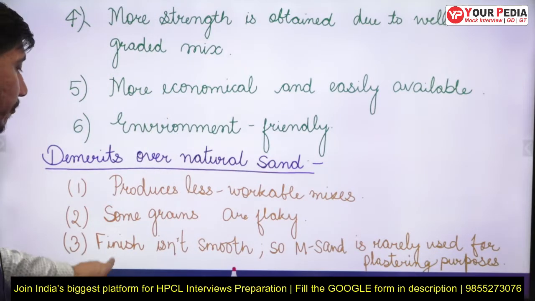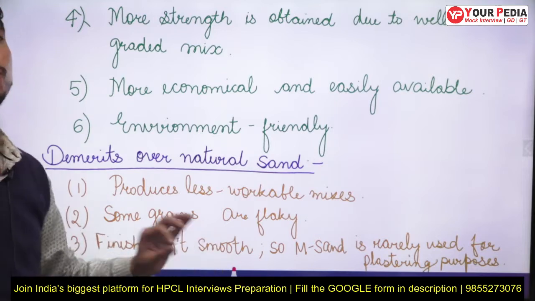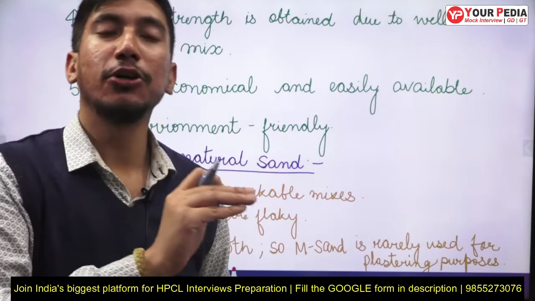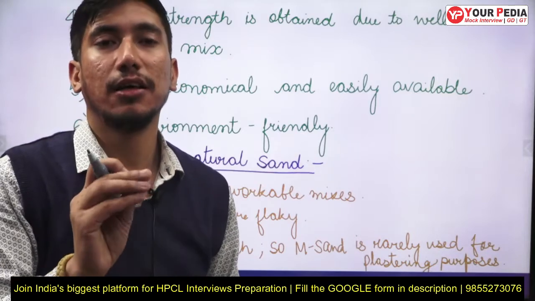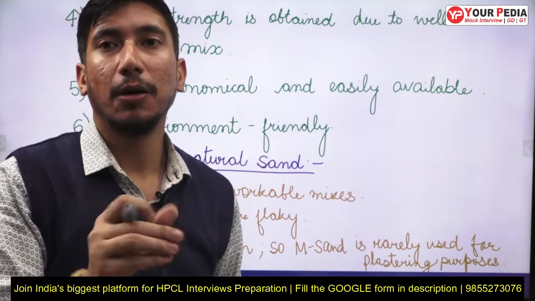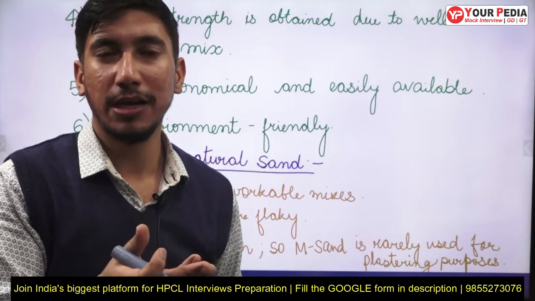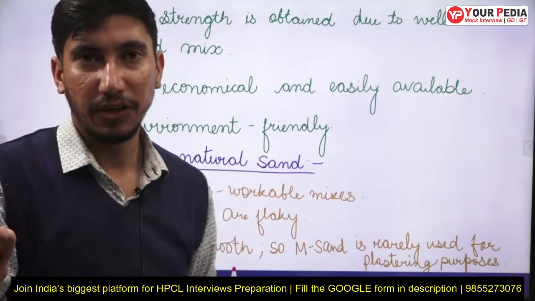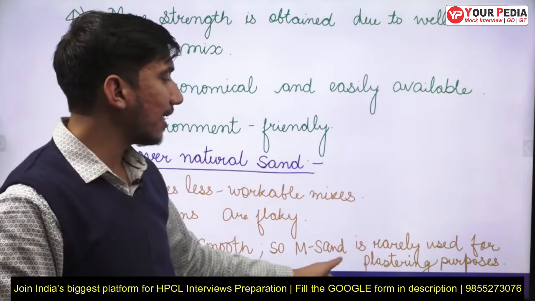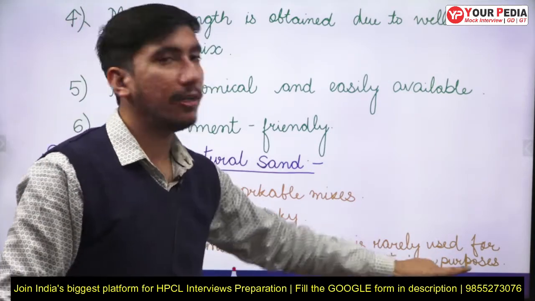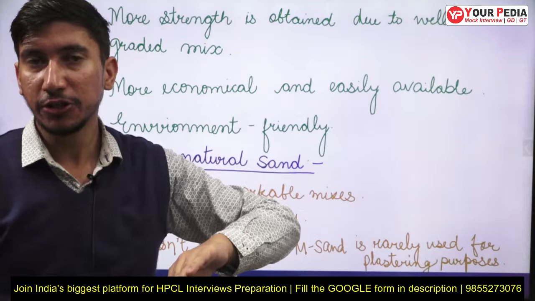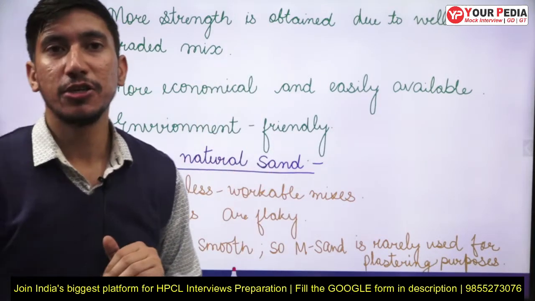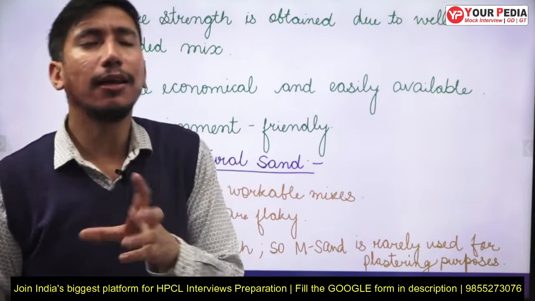The third problem is that the finish of M sand is not smooth, because M sand will have a rough texture and angular particles. So as compared to river sand, the finish of the mortar or concrete made using M sand will not be that smooth. Therefore M sand is rarely used for plastering purposes, because for plastering you need a proper finish, so that your paint can be applied very smoothly and you have a very smooth finished surface. So M sand is rarely used for plastering.